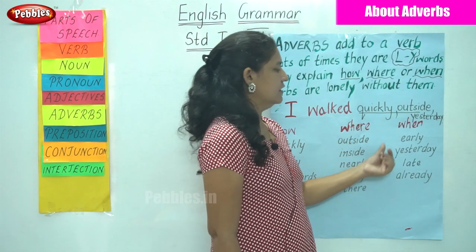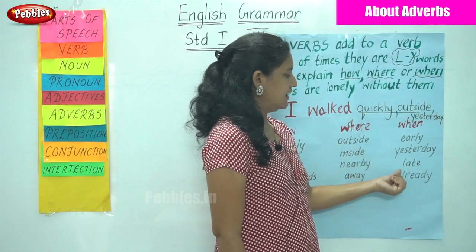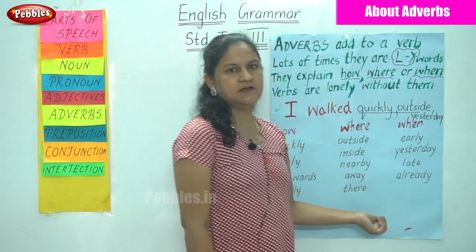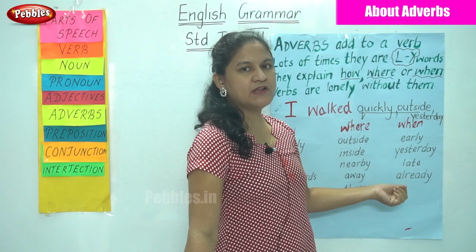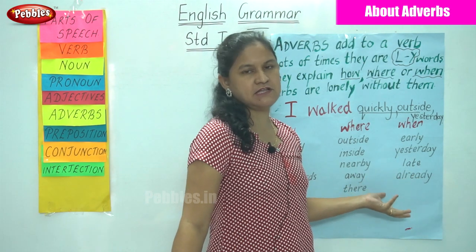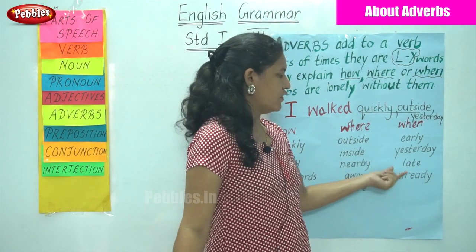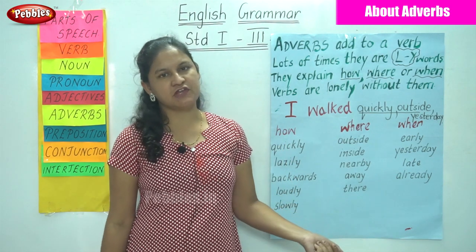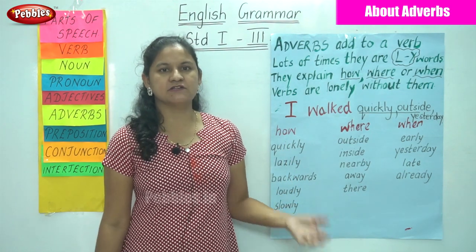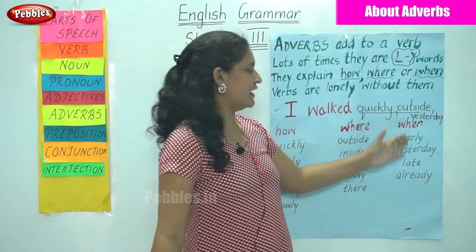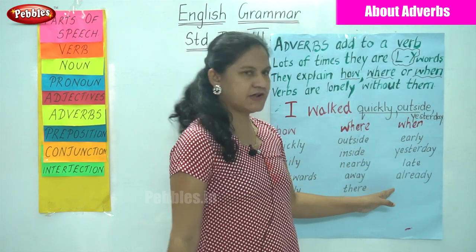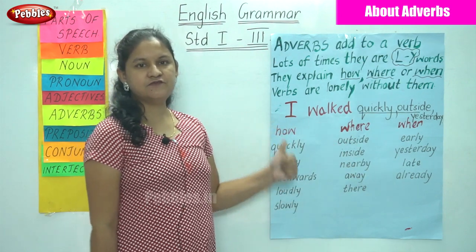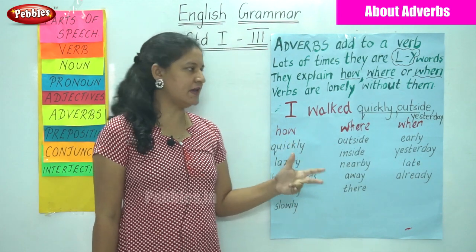And when? Early, yesterday, late, already. So all these answer the question when. Early. When did it happen? It happened early, or it happened yesterday, or it happened late in the evening, or it already happened. So it answers the question when. So the adverb answers the question how, when, where.